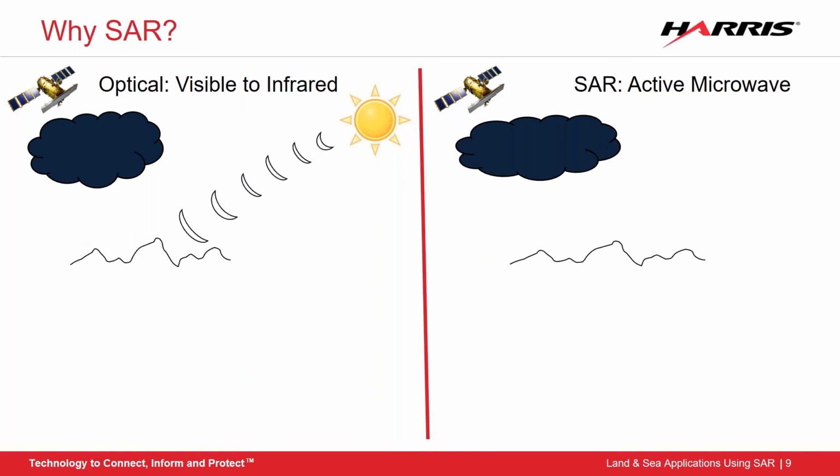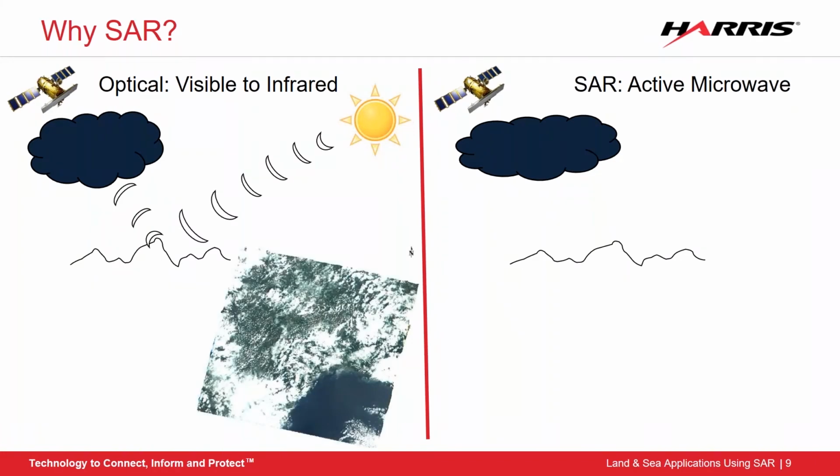Optical imaging sensors are passive, which means they measure sunlight that has been reflected off the Earth. However, if there's interference, such as clouds, as we see in the example here on the left, that reflected light can be blocked, which prevents data collection within an area. So in our example on the left here, you have this optical image that's full of clouds.